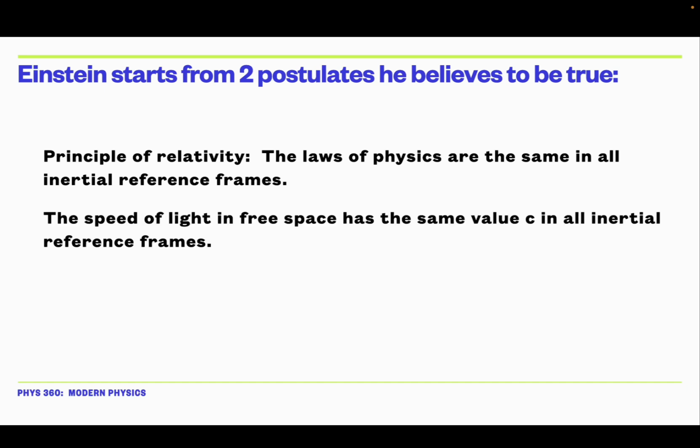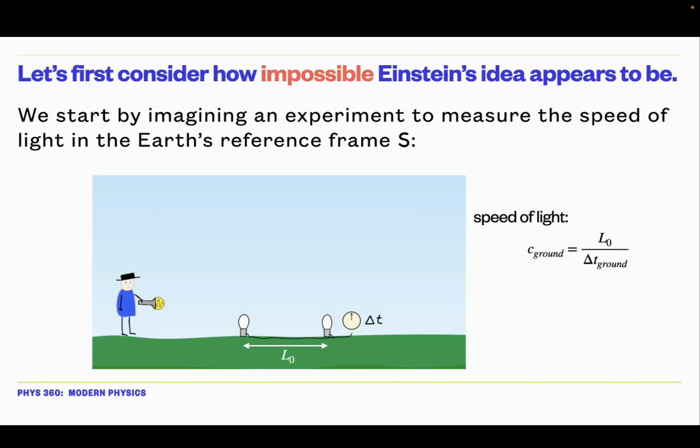The second postulate is that the speed of light in free space has the same value c in all inertial reference frames. Another way of saying this is that when asking the question, what is the speed of light relative to? The answer is everything. So everything and everyone in the universe sees the speed of light in a vacuum as that same value c. It's sometimes difficult to appreciate just how revolutionary that assumption is. So let's think about how impossible this seems.